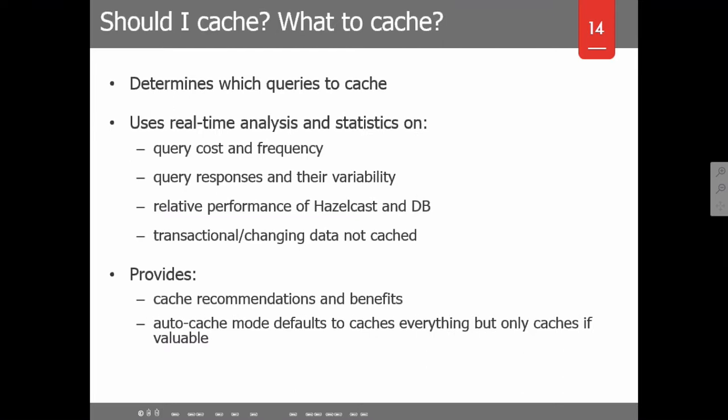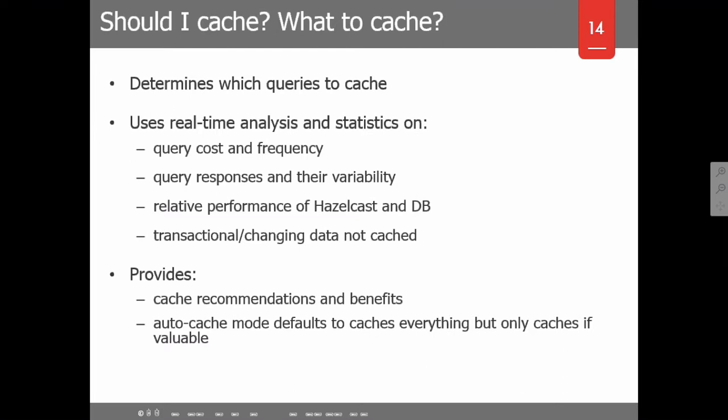So we know that caching can improve performance. But one of the first two questions you have is, should I cache? And if I should, what should I cache? And those are really hard questions to answer. Determining which queries and which data to cache is not an easy problem. How Heimdall does it is it uses real-time analysis and statistics to determine the answer to these questions. Should I be caching? And what should I be caching?